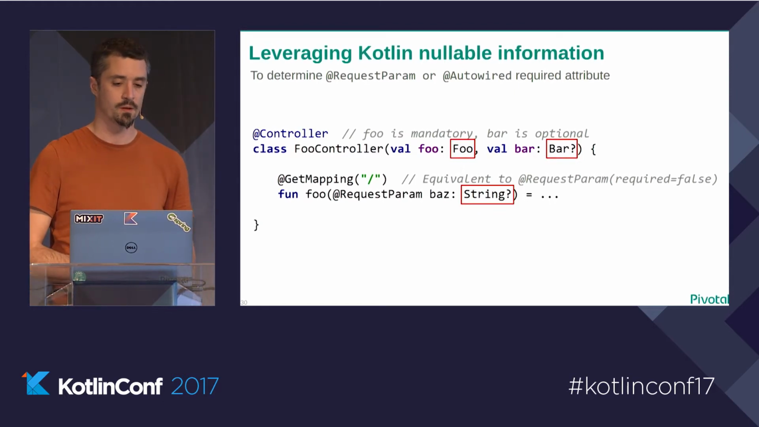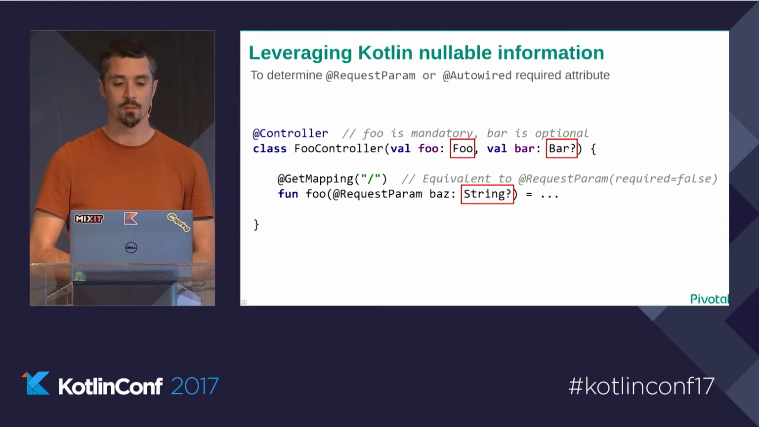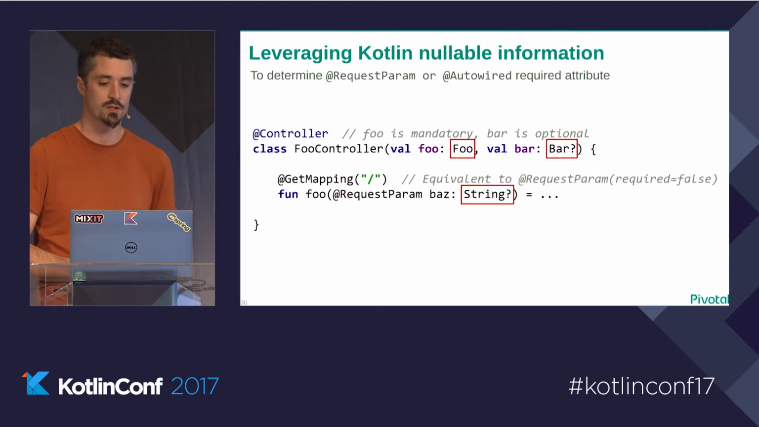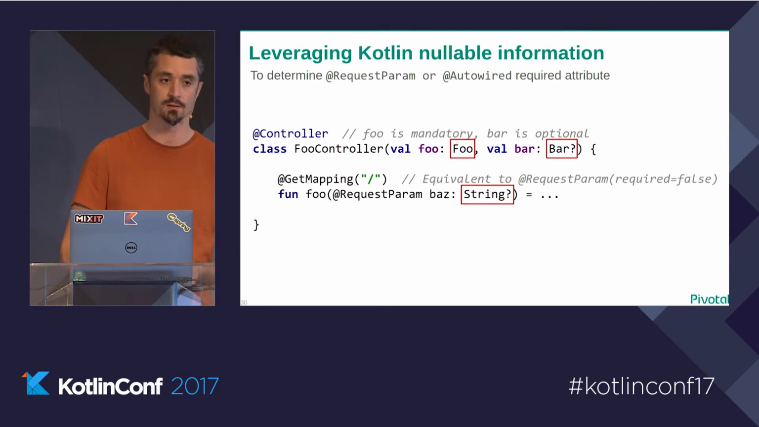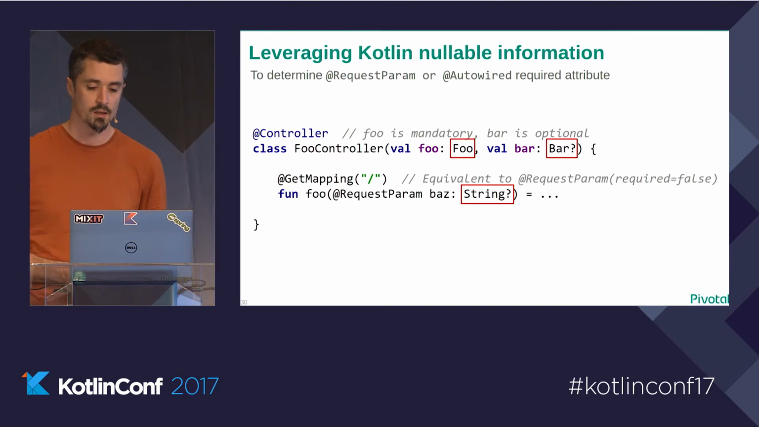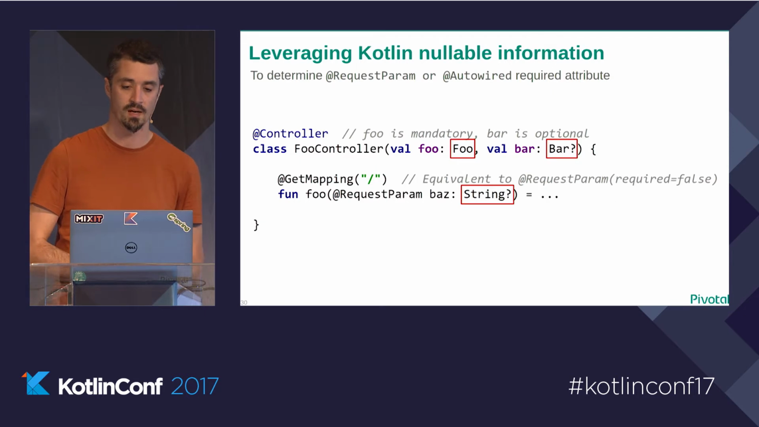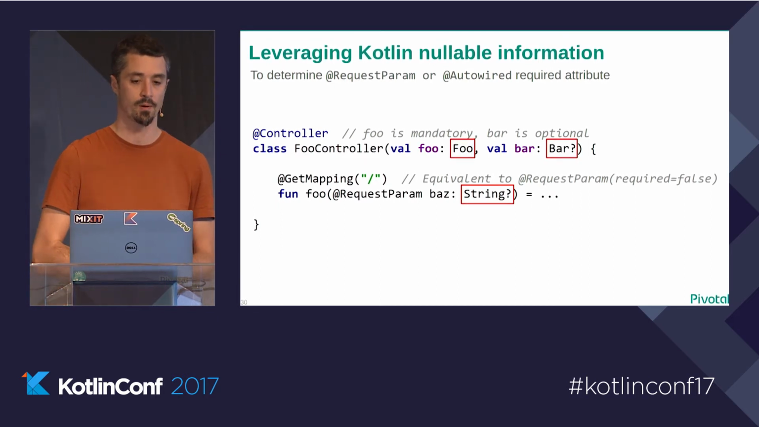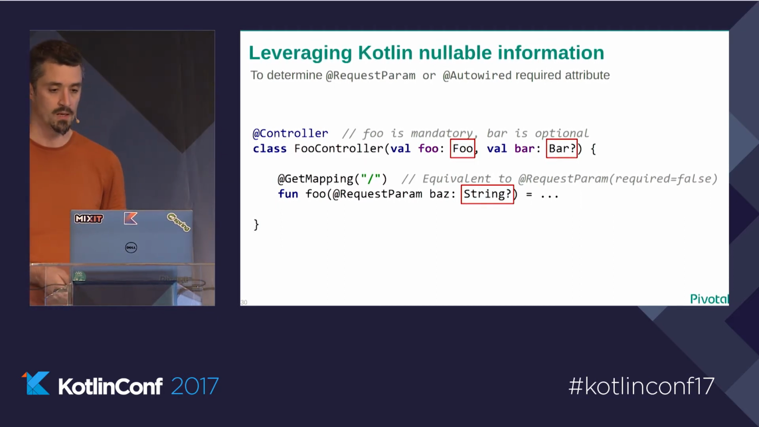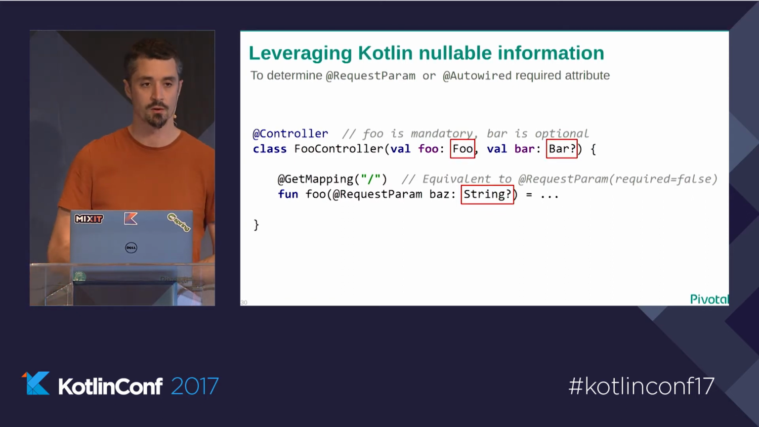Another thing that we have done is to leverage the Kotlin nullable information. So in Java, the nullability of a type is unknown, so you have to guess it or read the Javadoc. In Kotlin, it is specified in the type system. And in some places in Spring Framework, we leverage that information. So we use Kotlin reflection to know the nullability of a parameter, and we use that to infer the required attribute of some annotation.